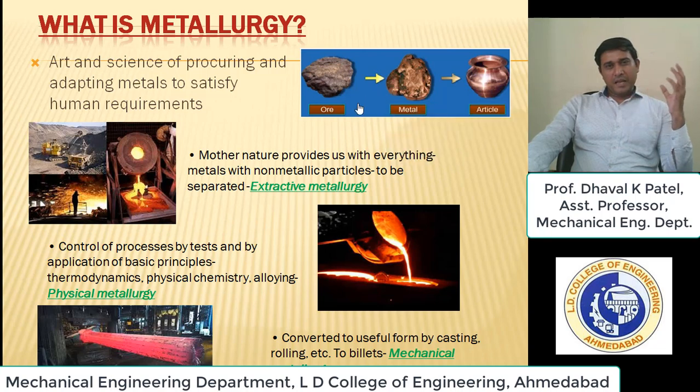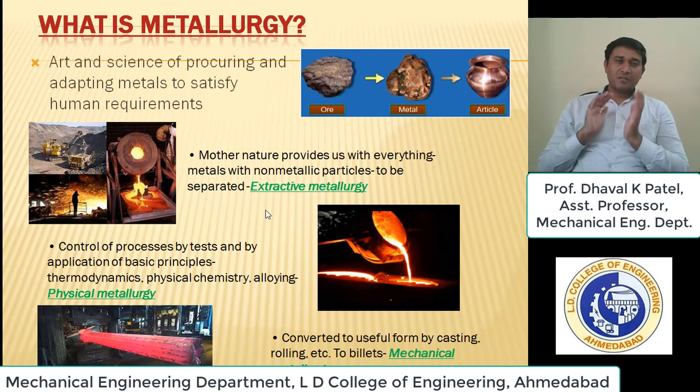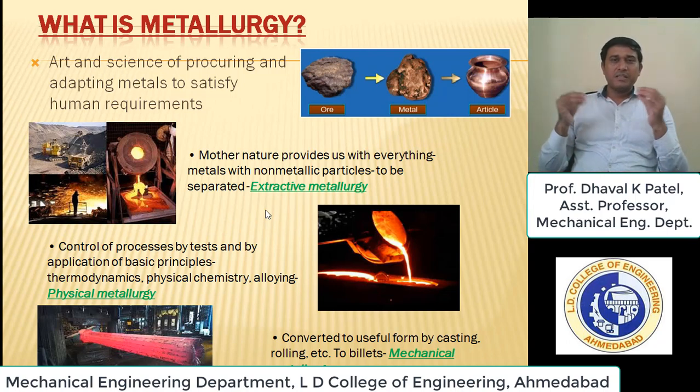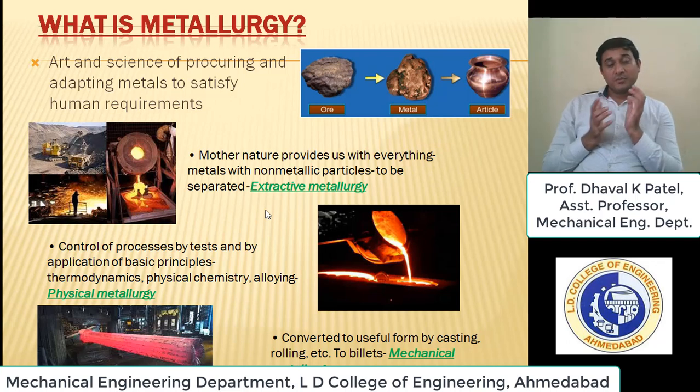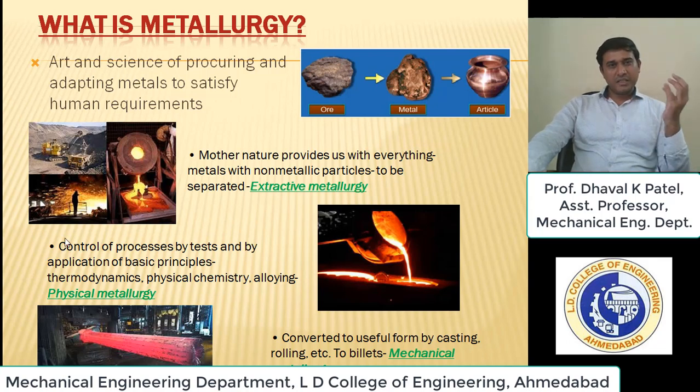Now, even if we have pure metals, we do not use the same pure metals for our desired applications. So we have to add some amount of different elements to achieve particular properties. Which kinds of material do I have to add, and in what compositions? That requires some study and some base of science. All these things we study in physical metallurgy. In that we study thermodynamics, physical chemistry, and alloying principles.